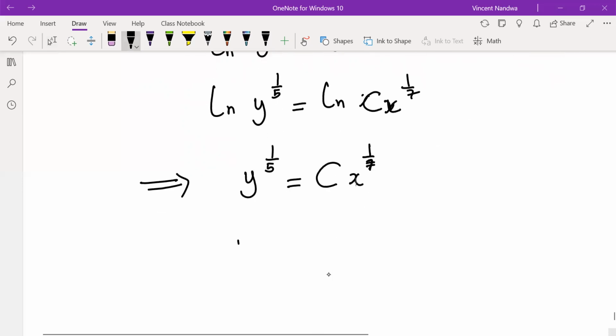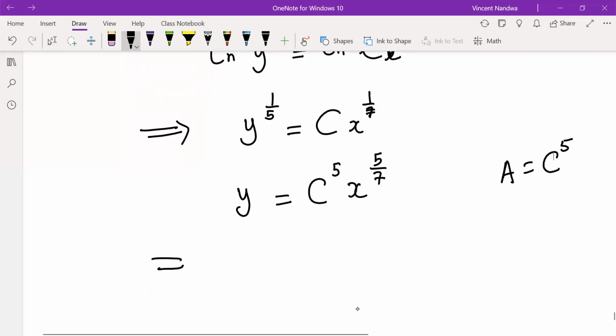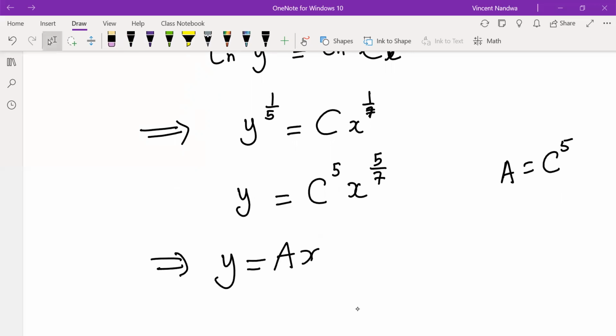Now you can make y the subject of the formula by raising both sides of this equation to the power 5. So it will be c raised to the power 5, x raised to the power 5 over 7. And if we say a to be c to the power 5, then this implies y is a x raised to the power 5 over 7. So this becomes the solution.